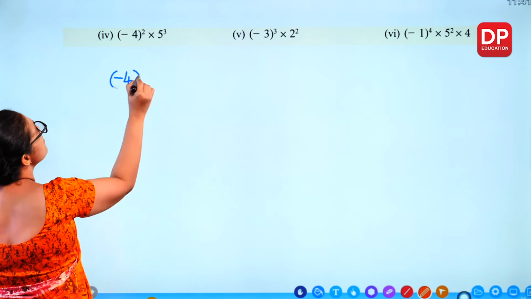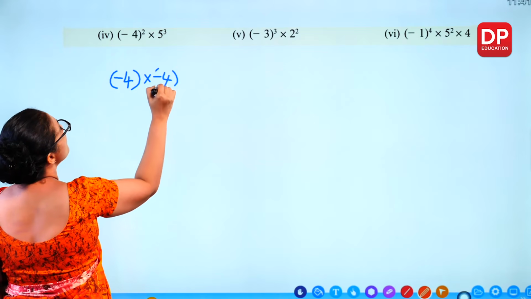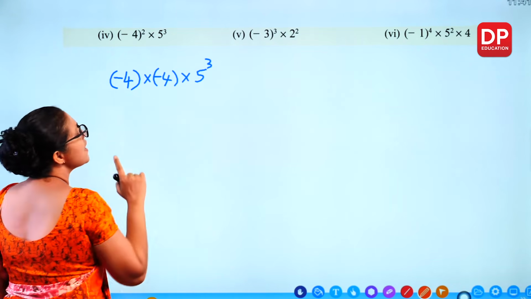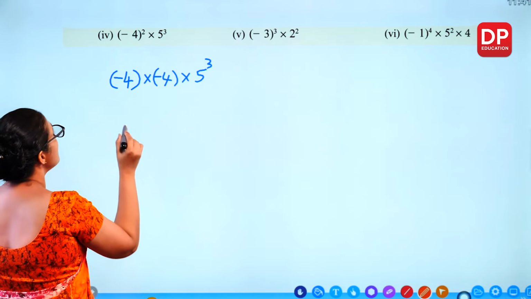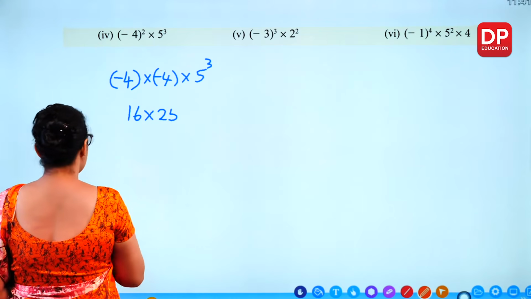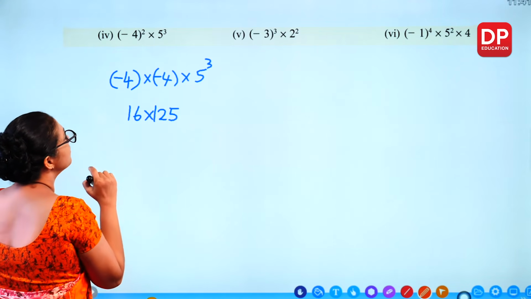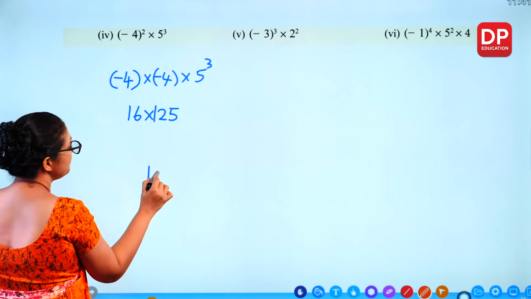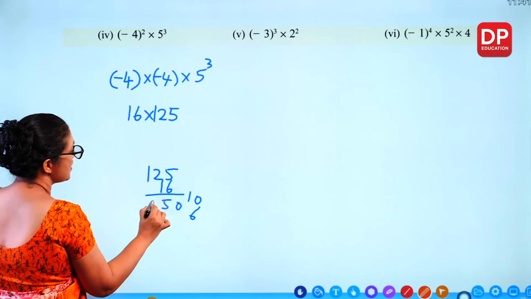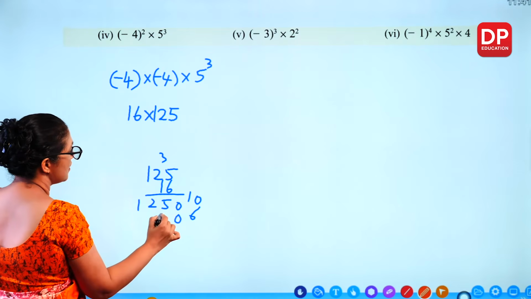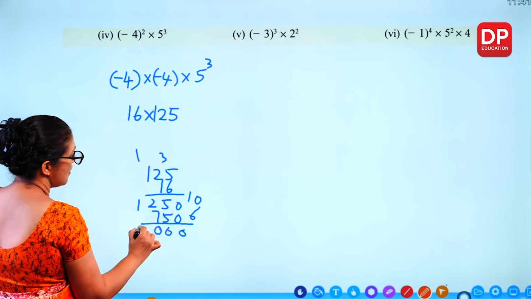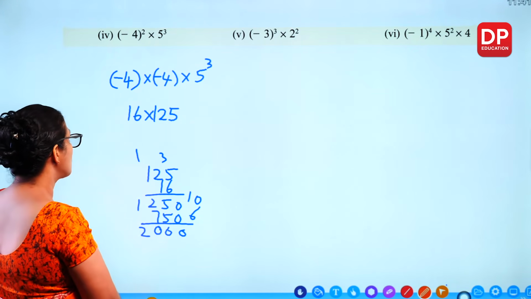Minus 4 times minus 4, you get plus 16. And then 5 to the power 3 is 5 times 5 times 5, 125. So 16 times 125, multiply. You get 2000.